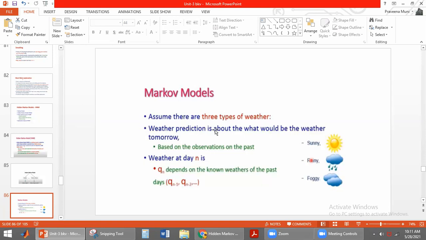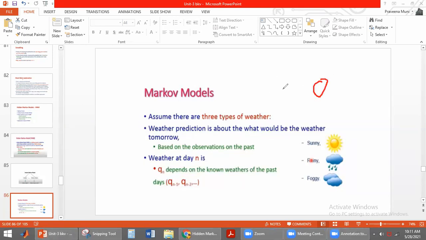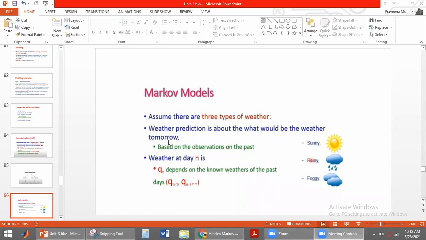So what is a Markov model? Tomorrow's weather depends only on a finite number of past states. It does not take the complete history of past states. So tomorrow's weather depends upon yesterday's and the day before yesterday's weather. That's all, a finite number of past states. It does not depend upon the complete history. That is called a hidden Markov model.